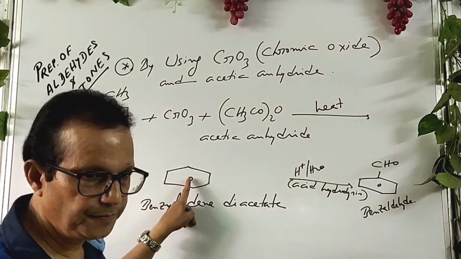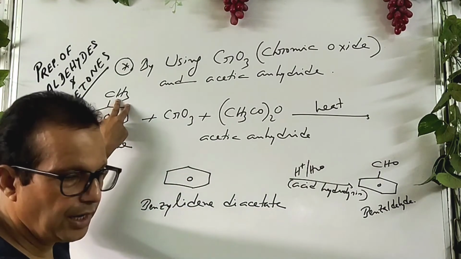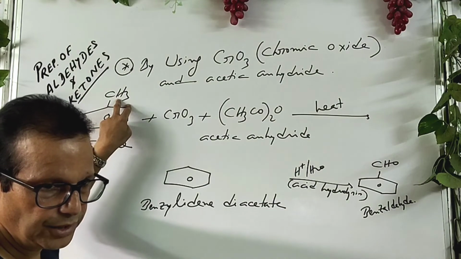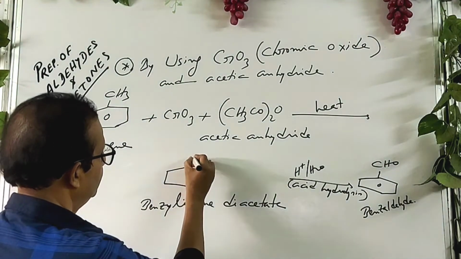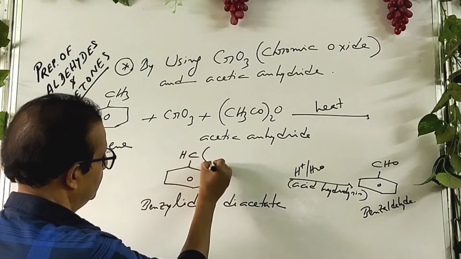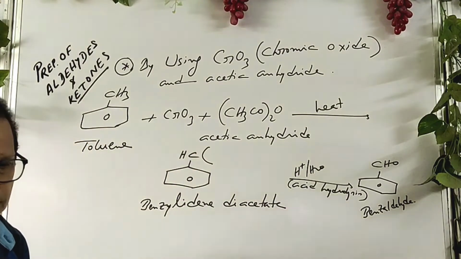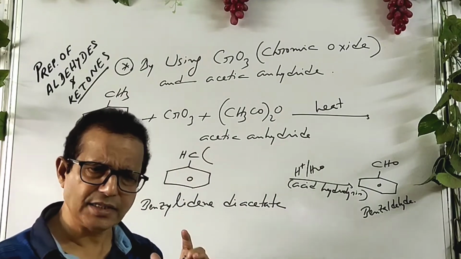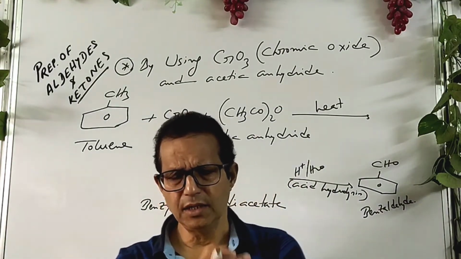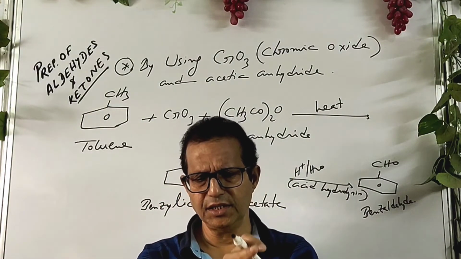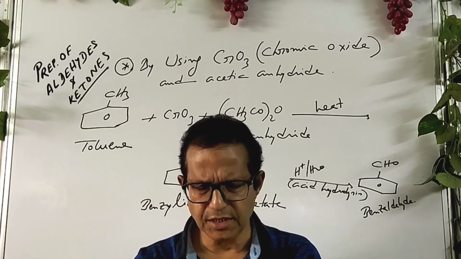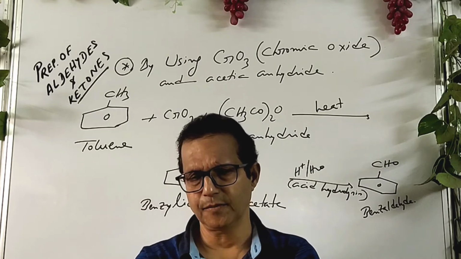Draw benzene. 3 hydrogen atoms are there in toluene. Write only one hydrogen atom. Now here, do you know acetic acid, what is the formula? CH3COOH. This is acetic acid.